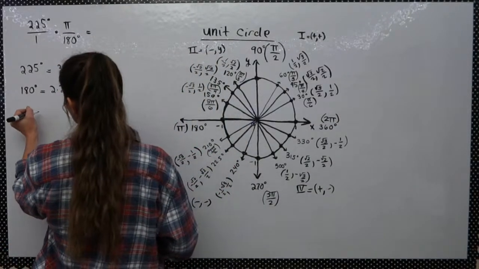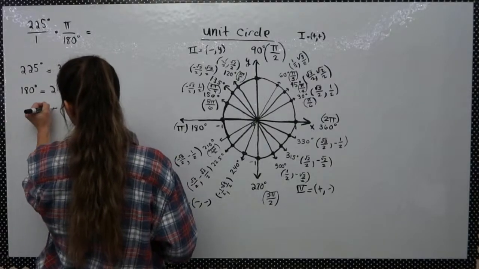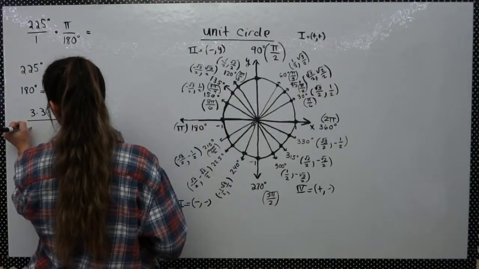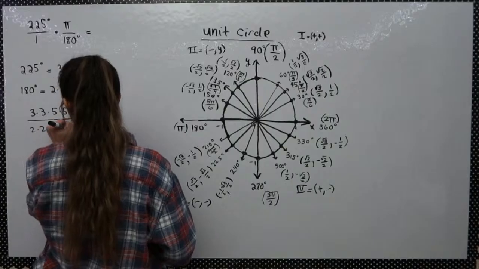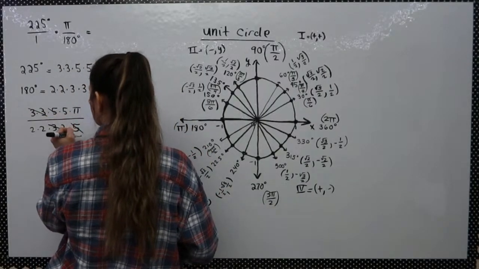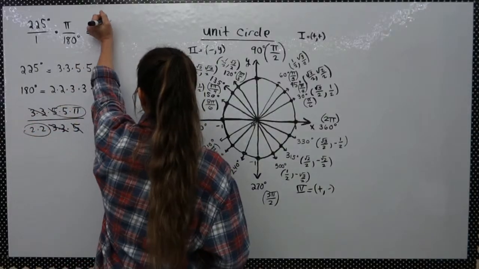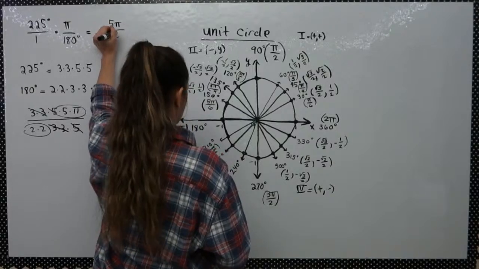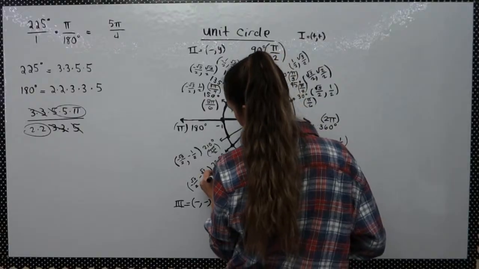So we've got 3 times 3 times 5 times 5 times pi over 2 times 2 times 3 times 3 times 5. And then we'll just cancel out the 3's, more of the 5's. The 2's are going to stay, and the 5 pi is going to stay. So that's going to give me 5 pi over 4. So 225 is 5 pi over 4.